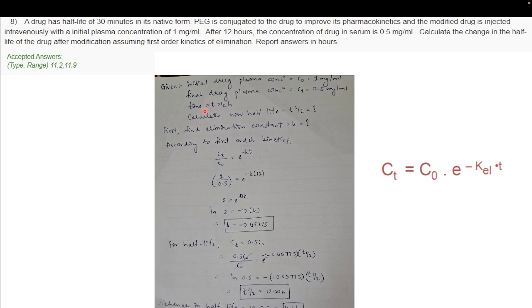We are given the initial drug plasma concentration and the final concentration, and the time for this is 12 hours. We first need to calculate the elimination constant K. For that, you use this formula. You have Ct, you have C naught, and you have t as well, which is the 12 hours already mentioned here. If you solve this, you will get a value for K.